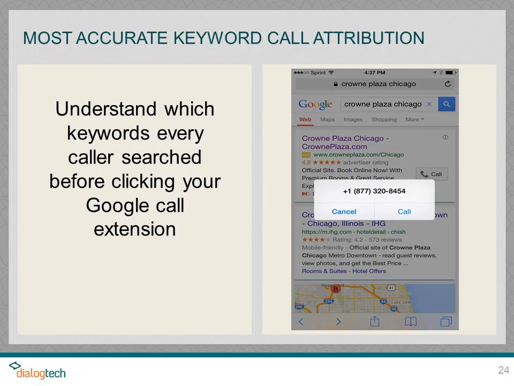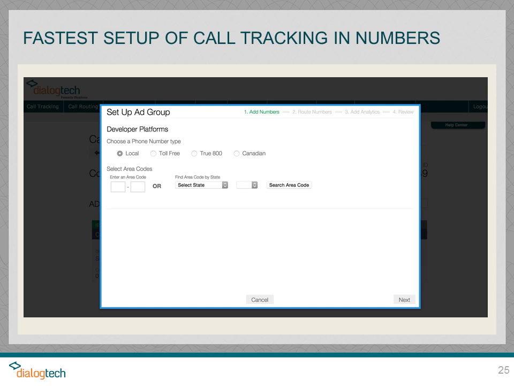Now again, DialogTech for mobile marketing gives you the most accurate keyword call attribution for any call from any mobile ad format that includes call extension. So you can understand exactly which keywords every caller searched before clicking your call extension. And you can include that attribution in AdWords in order to really optimize for what's driving calls, both from your web page and directly from your paid search ads.